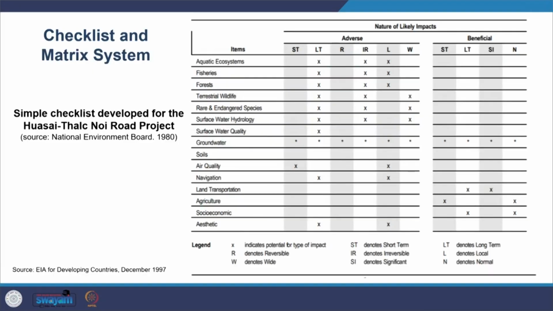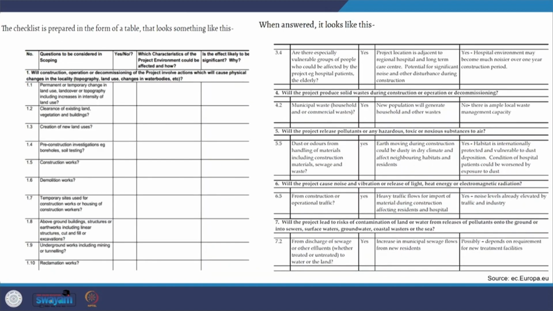So here you can see the matrix, all the criteria items from aquatic, fisheries and so on, and then adverse or beneficial. So those examples you can see here. And then you can see other checklists which allow you to take care of all the parameters.